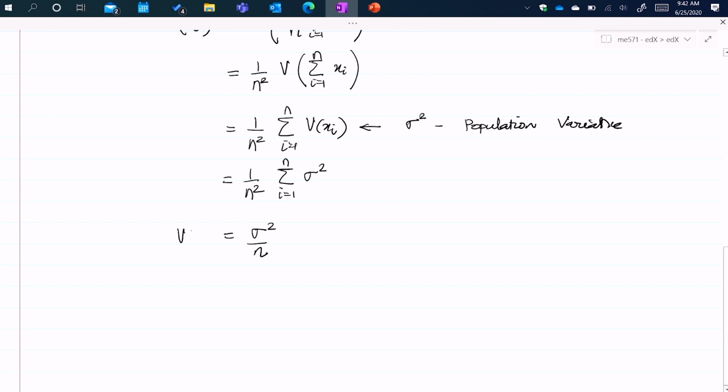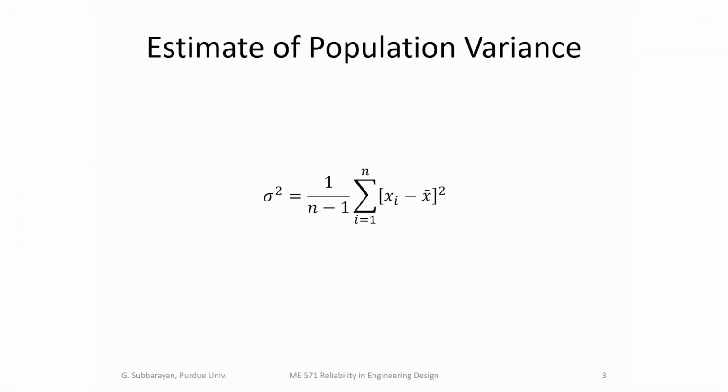This is the variance of x bar, and as we defined, sigma sub x bar is defined as the standard error. Sigma sub x bar is standard error. And this is an important concept. Let's go on to the next concept.